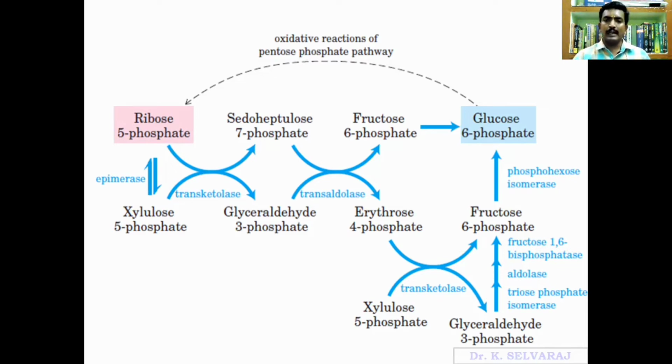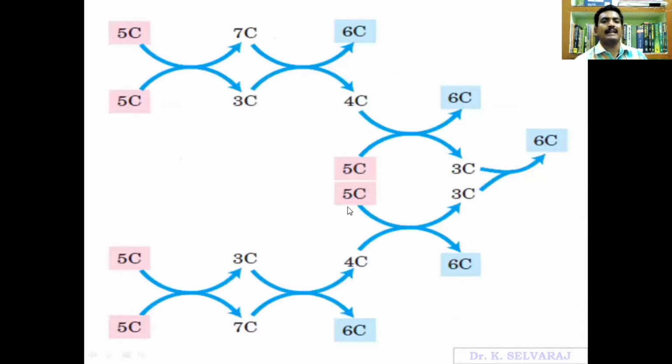Then these 2 glyceraldehyde 3-phosphate form a fructose 1,6-bisphosphate. Then after that, from the fructose 1,6-bisphosphate, fructose 6-phosphate is formed. Then the fructose 6-phosphate is directly converted to the glucose 6-phosphate. These steps are again and again involved in this reaction. It is the overall non-oxidative phase.